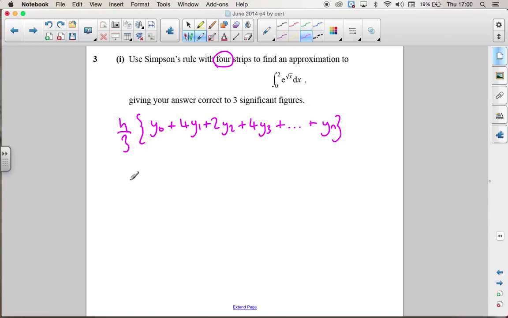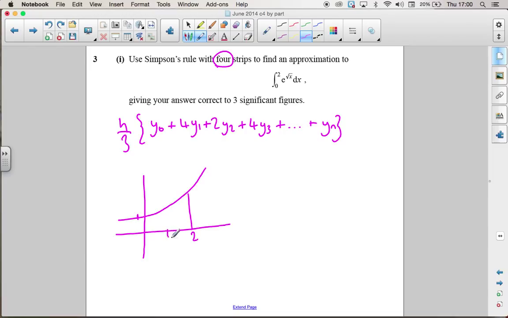I'm going to draw a quick sketch of e to the root x. We don't have to know what that looks like, we can just guess. But we do know that when x equals 0, e to the power of 0 is 1. So I'm going to reckon that the graph is going to look something like this, where that value is 1. So I'm going to put my 2 here, because we're integrating between 0 and 2.